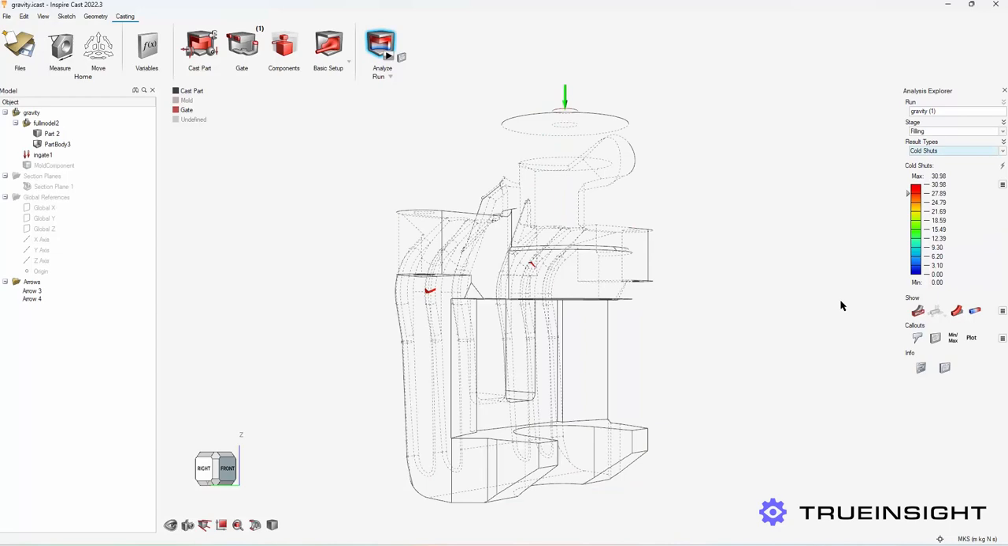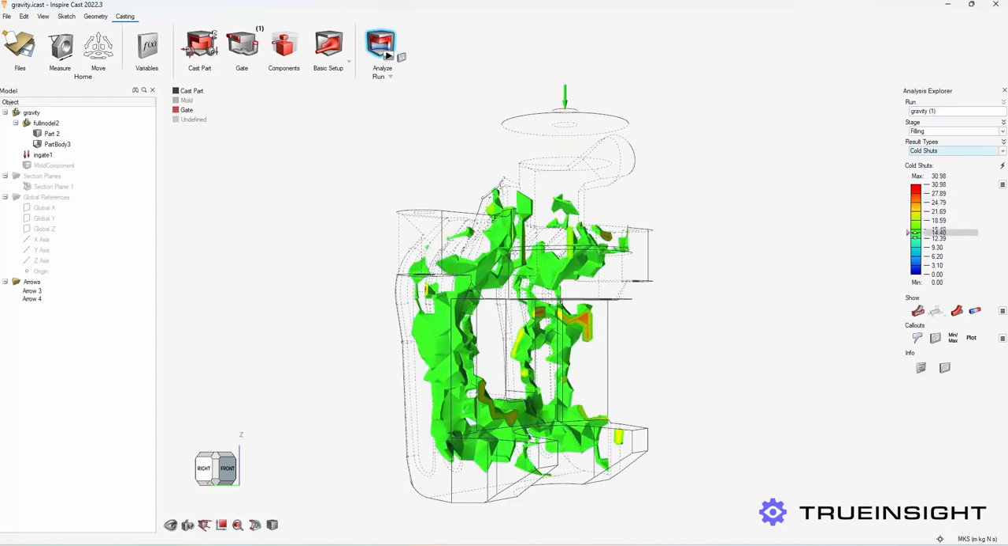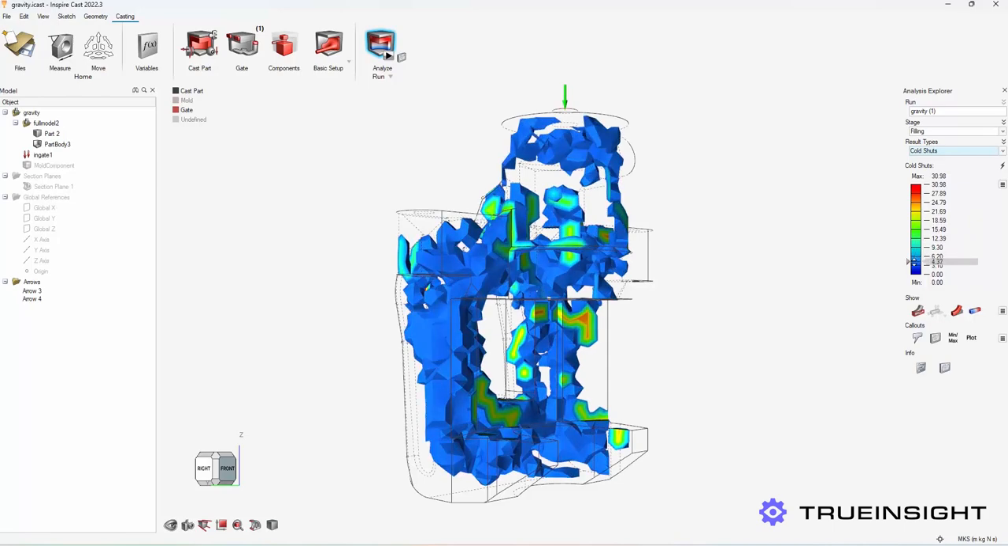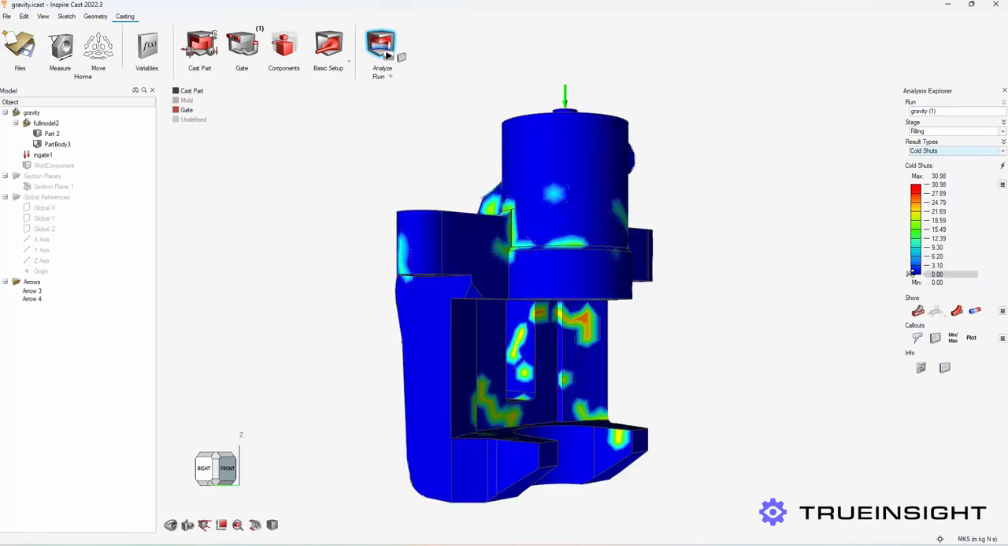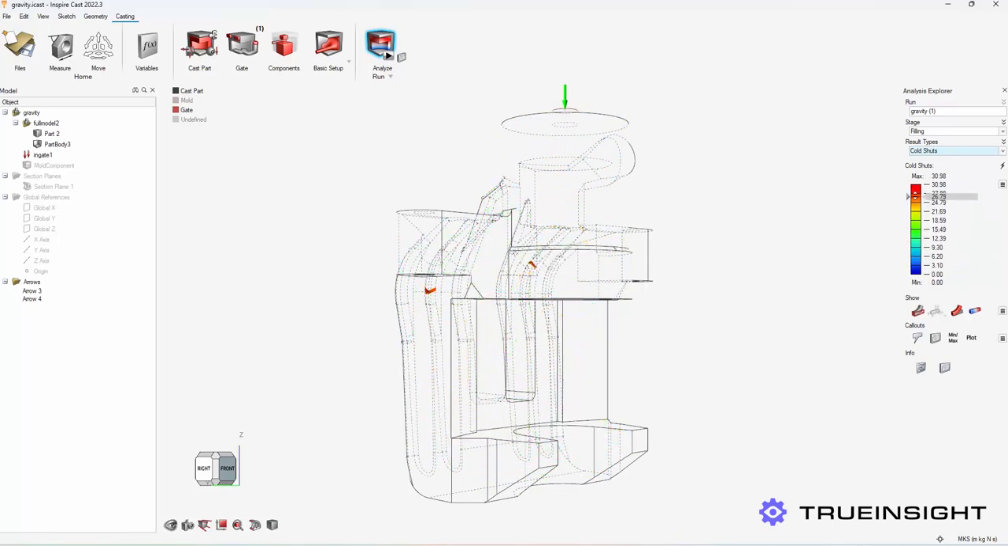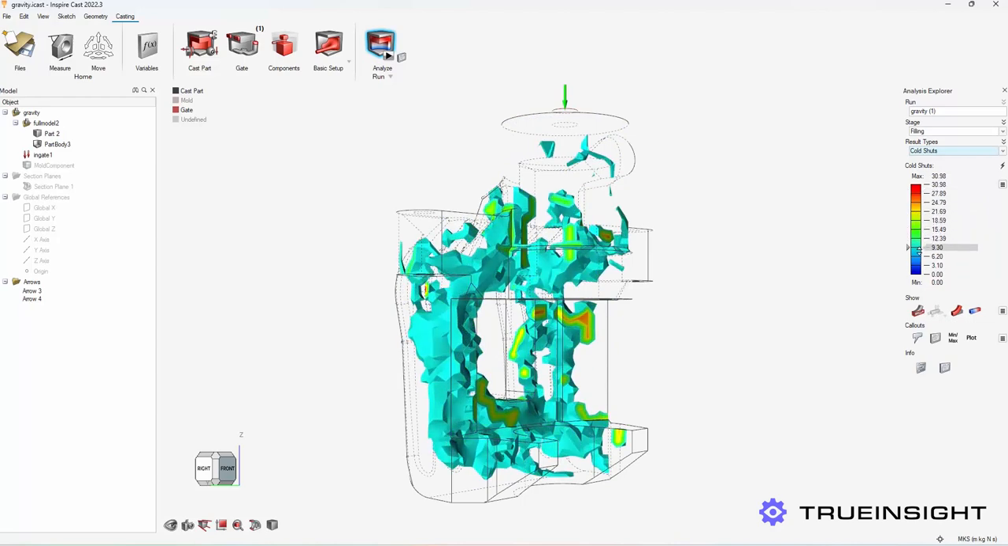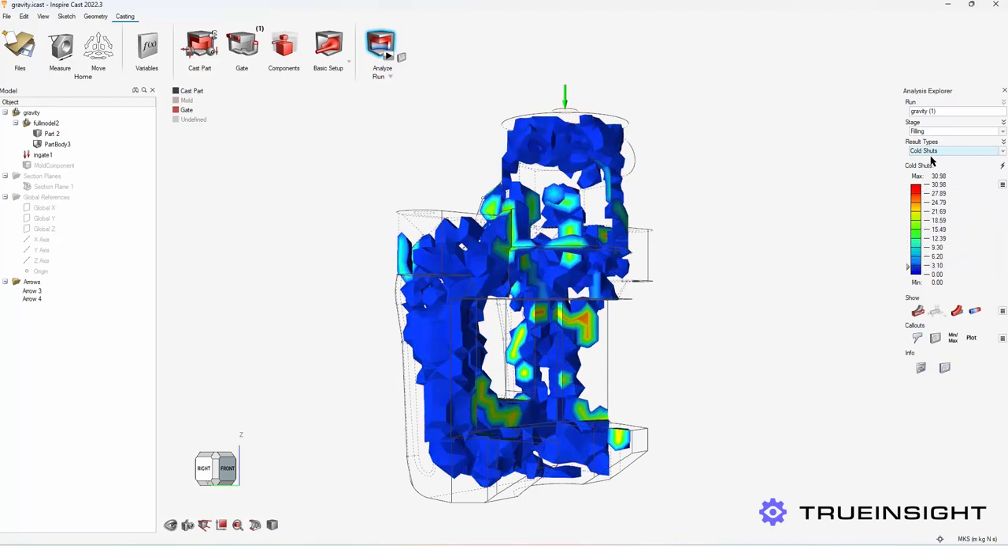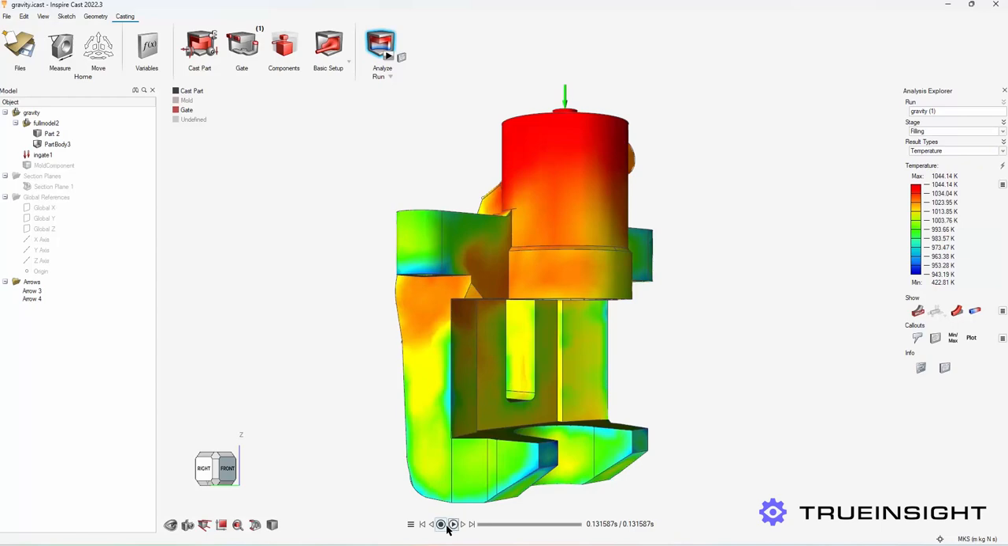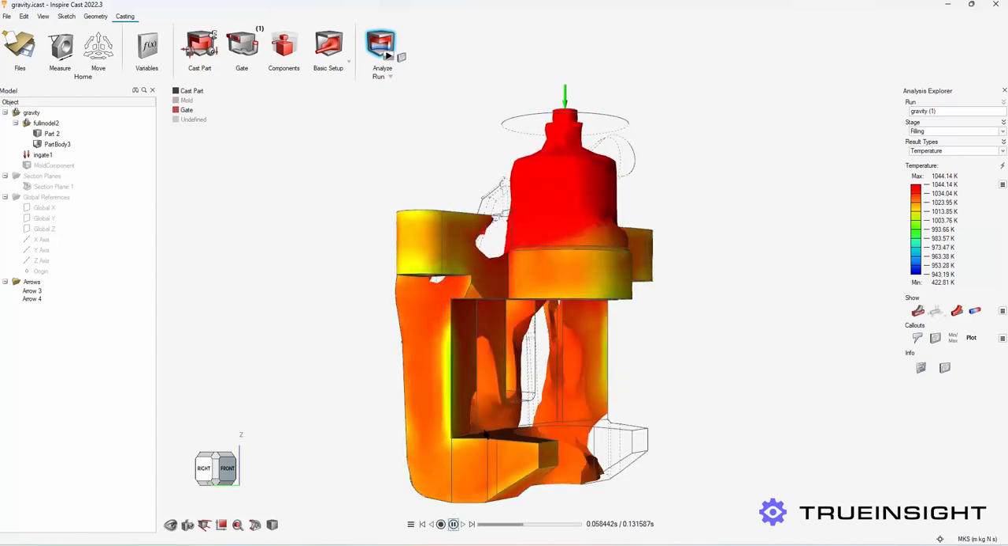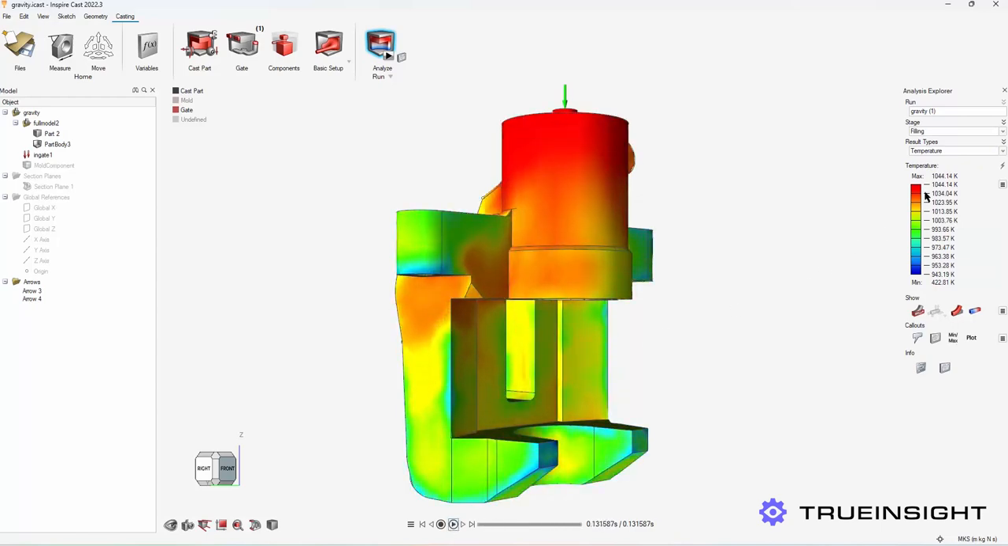Next, let's look at cold shuts. Now this would be when you have two fronts of the material and they're interacting, so there's potential for them not to fuse together properly. You can look at the temperature differences in the mold fronts to see if they need to adjust in the filling process. This can weaken the structural integrity of the casting, making it more susceptible to defects, fractures, and premature failures.